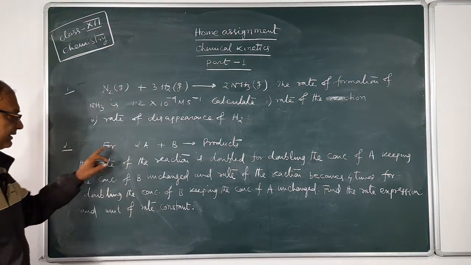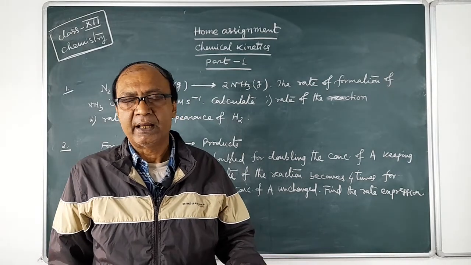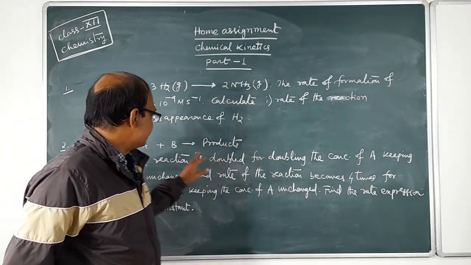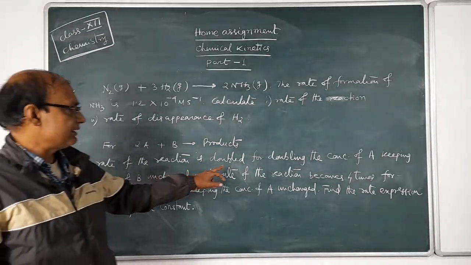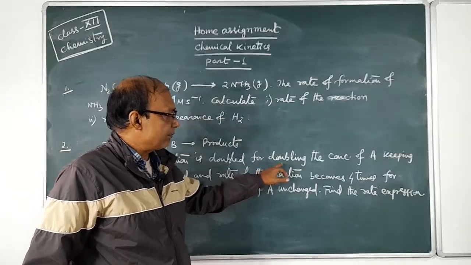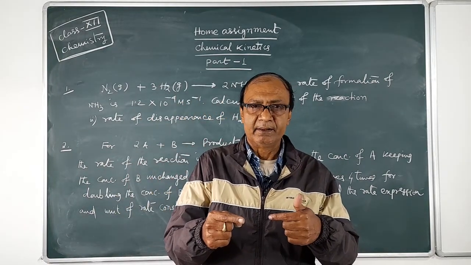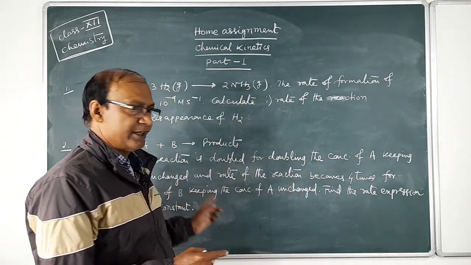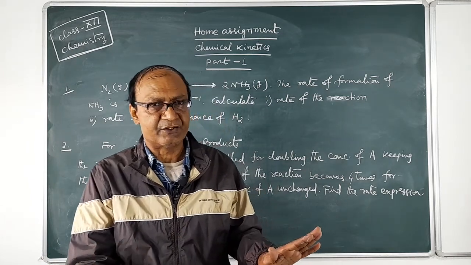Question number 2 is another question based on order. You know what the order of a reaction means. This is a reaction 2A plus B giving products. The rate of the reaction is doubled for doubling the concentration of A. When we double the concentration of A, the rate is doubled, keeping the concentration of B unchanged. When we do this, the concentration of B is not changed.